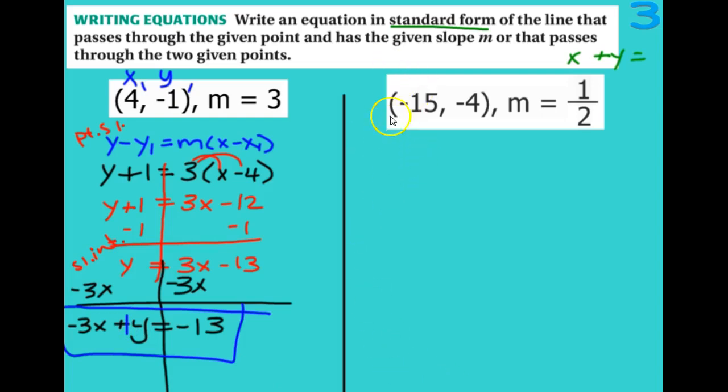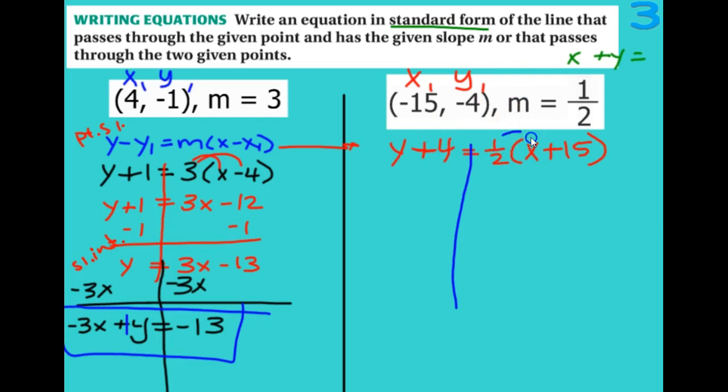Same thing over here. Let's plug in what we know. This is x and y. My equation's right here. I'm just going to plug it in. y minus a negative 4, making a positive, equals our slope, which is 1/2. And then x minus a negative 15, making also again a positive. So let's distribute. 1/2 times x is 1/2 x. Half of 15, well I know half of 14 is 7, so half of 15 would be 7.5.